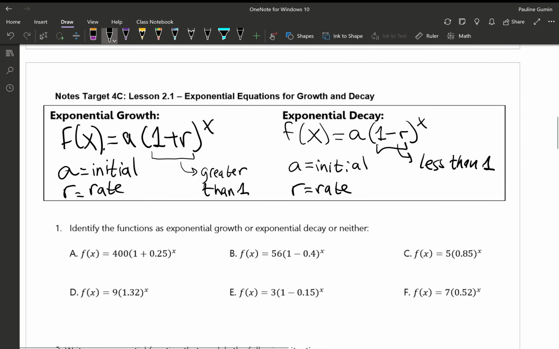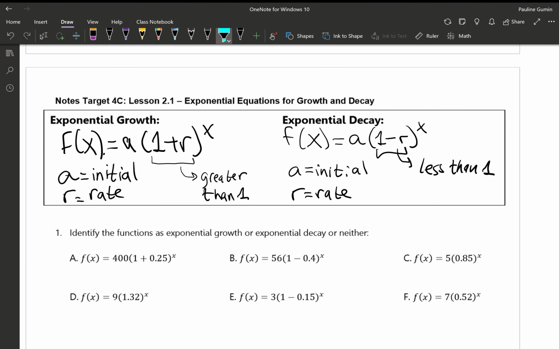And that's what makes it decay. So based on that, let's take a look at number 1 and decide whether or not all of these are exponential growth or decay. Number 1, we have addition. That's an easy thing to see. Once we see a plus sign, automatically growth. Similarly to letter B, once we see a minus sign, we can automatically say decay because it's decreasing. Now, in letter C, it's a little less obvious, but we do have a decimal that starts with a 0. And a decimal that starts with a 0 means it's less than 1, which makes it a decay function.